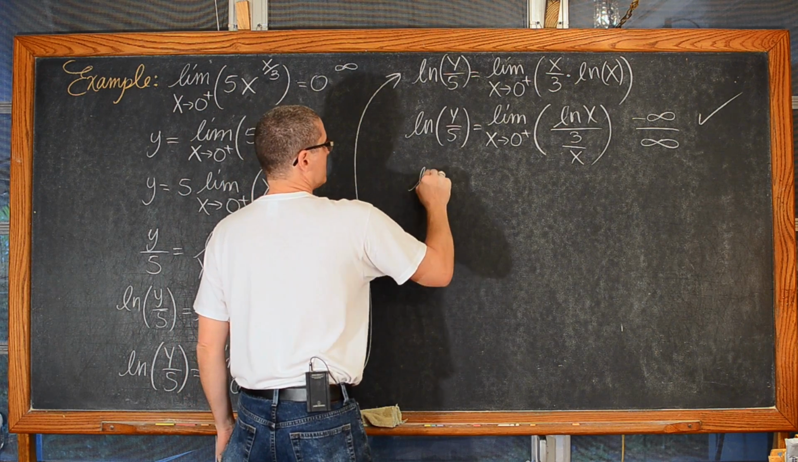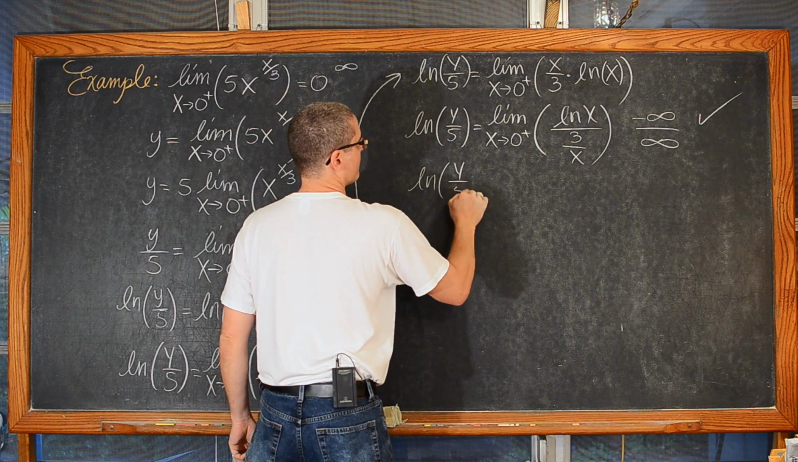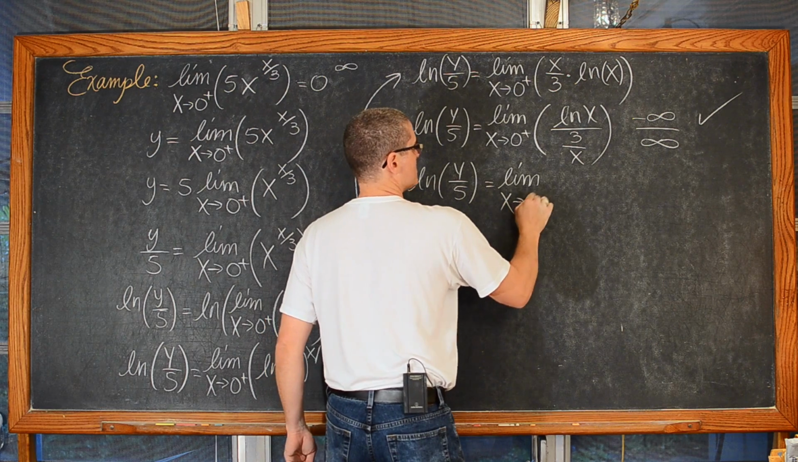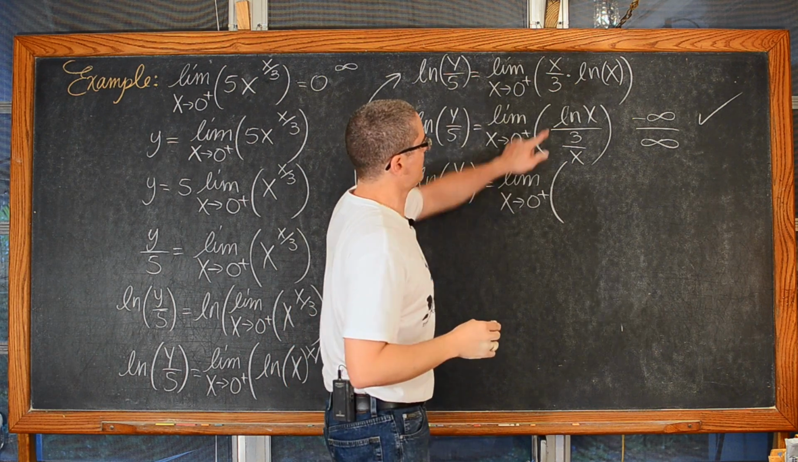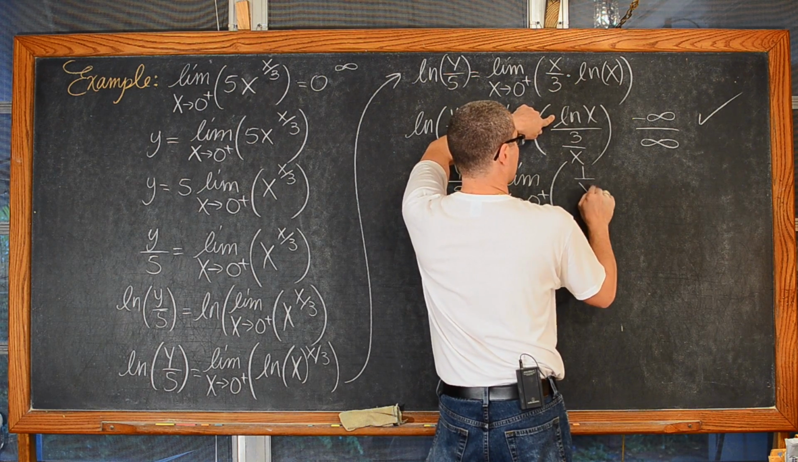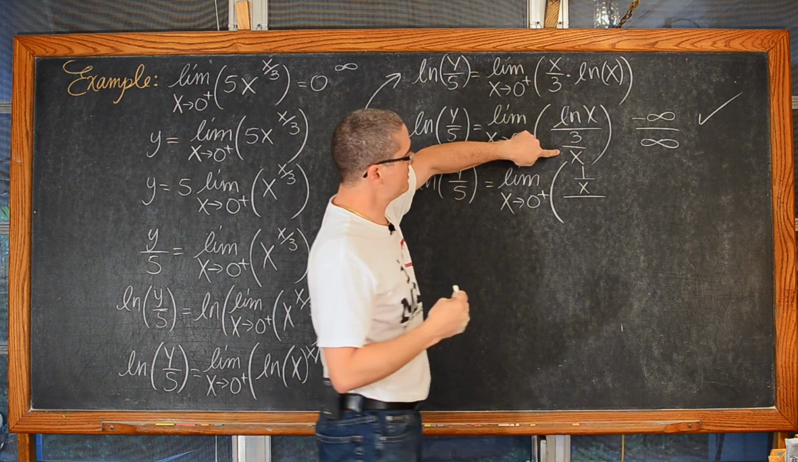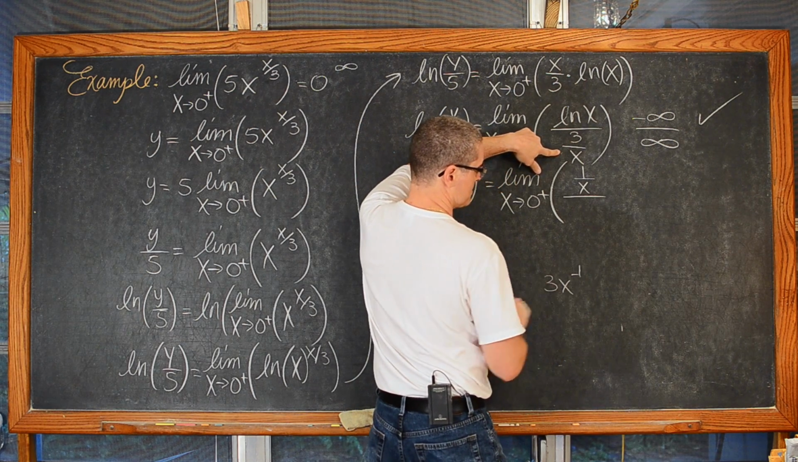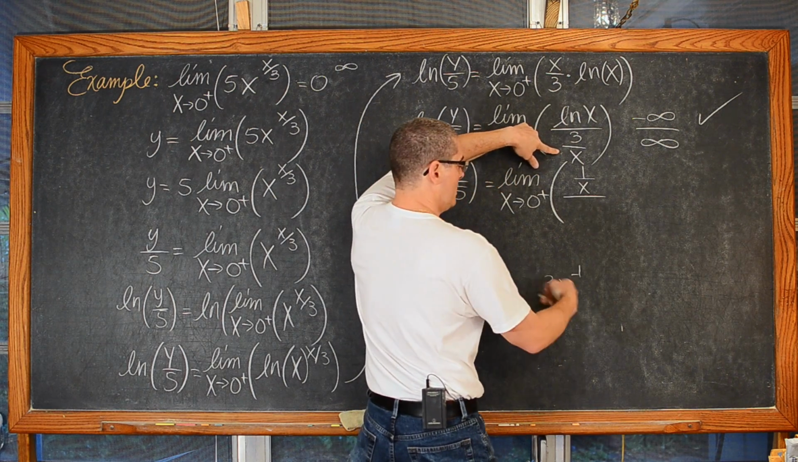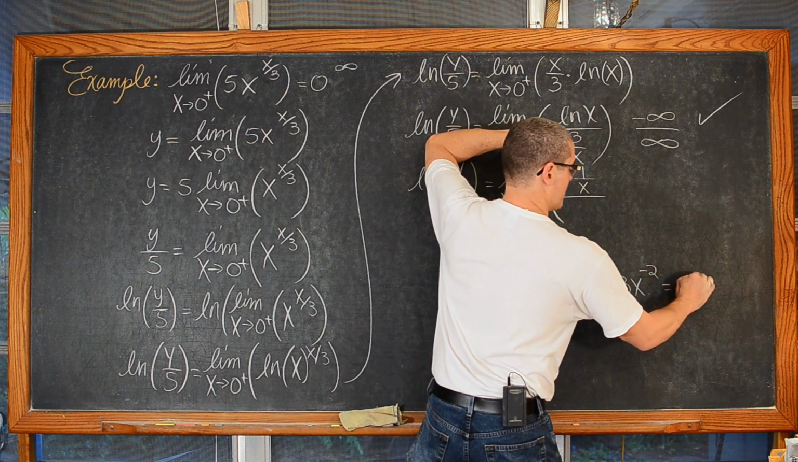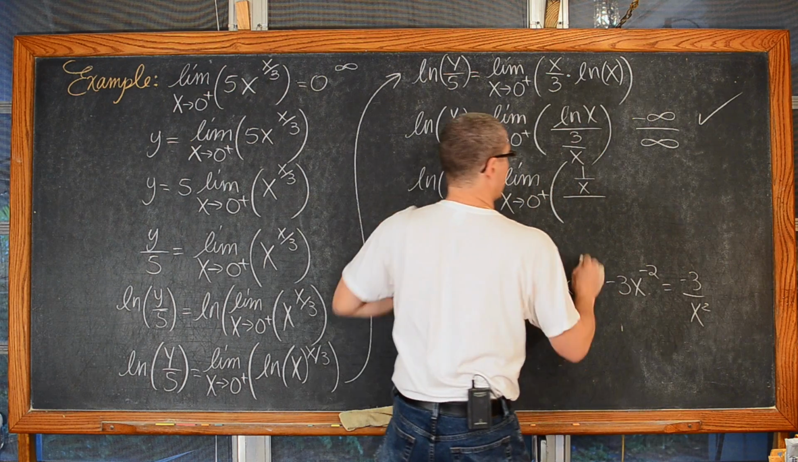We're going to take the natural log of y over 5 is equal to the limit as x approaches 0 from the right. So exciting. The derivative of the natural log of x is equal to 1 over x. And the derivative of 3 over x, well, that's 3 times x to the negative 1. Using the power rule, we have negative 3x to the negative 2 power, so it's negative 3 over x squared.